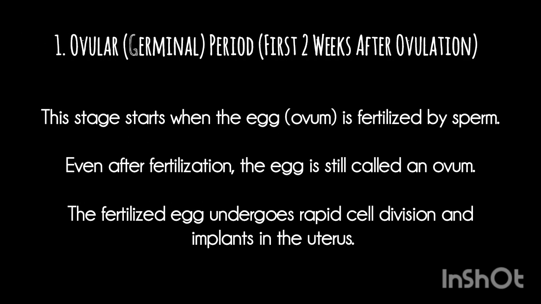1. Ovular germinal period, first 2 weeks after ovulation. This stage starts when the egg (ovum) is fertilized by sperm. Even after fertilization, the egg is still called an ovum. The fertilized egg undergoes rapid cell division and implants in the uterus.